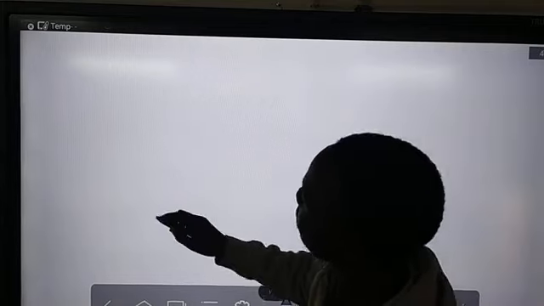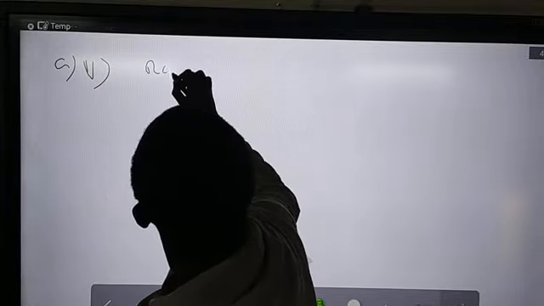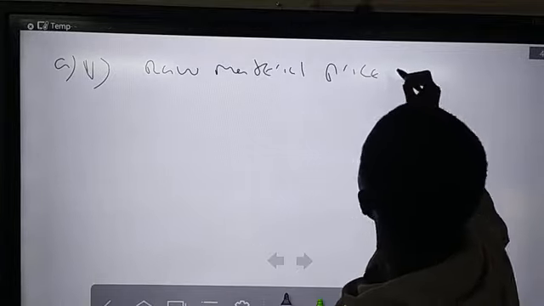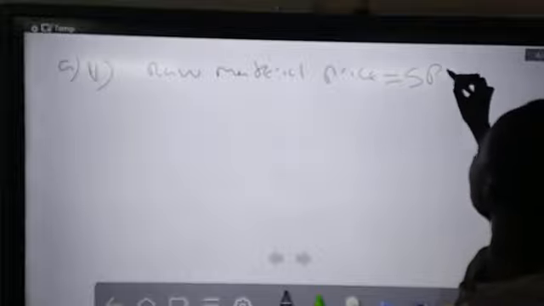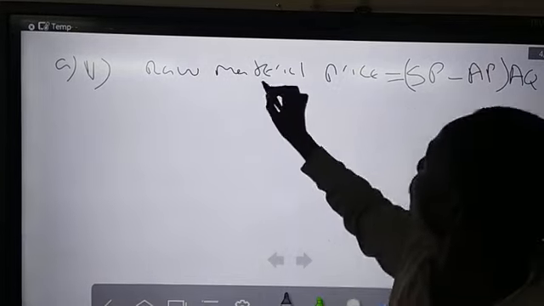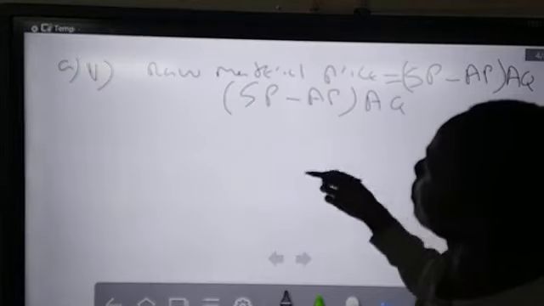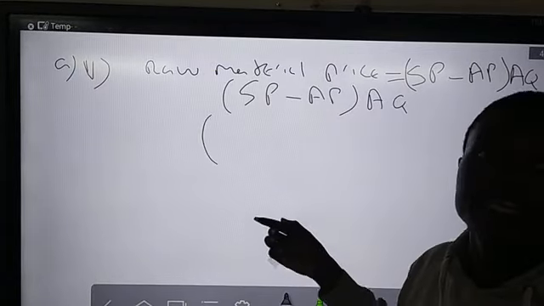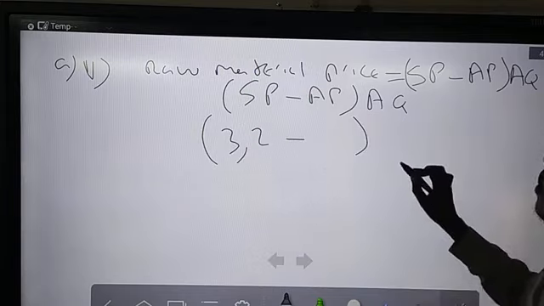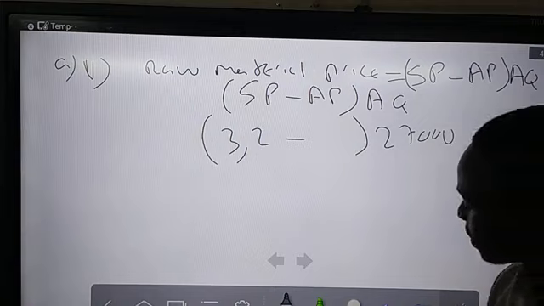That's A5. They want us to calculate the raw material price variance. The formula is standard price minus actual price, then we have actual quantity. So it's SP minus AP, then we have AQ here. Let's substitute the standard price we've just used in the previous question, 3,2 minus AP. AQ, we've just used, that's 27,000 meters squared.